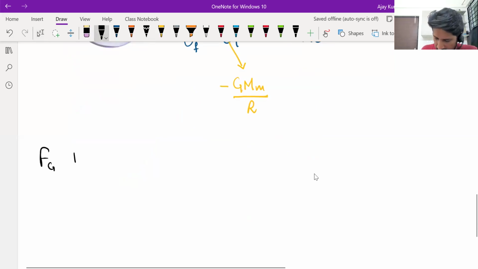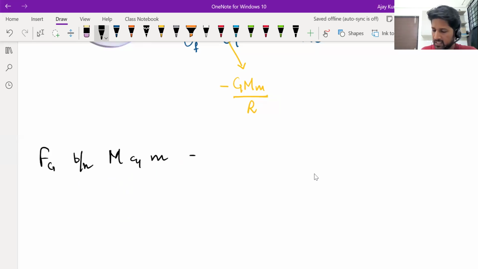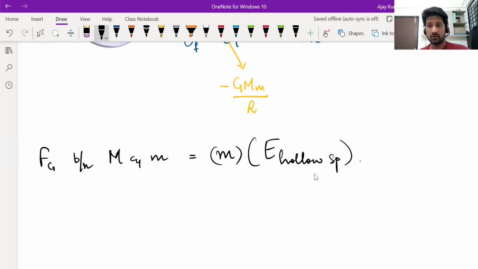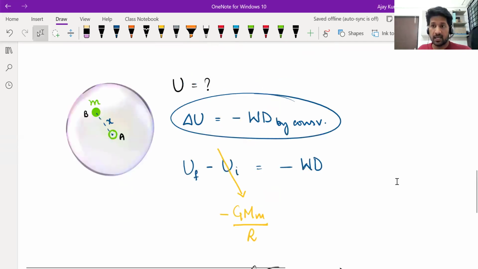Force of gravitation between the hollow sphere and this particle can be calculated as mass of the particle multiplied with the field of the hollow sphere. This is what we make use of. I mean, this is what fields are meant for, to find out force. One of you recollect and tell me how much is the gravitational field created by a hollow sphere inside itself. We didn't derive this, but I gave you a direct result. How much? Zero. Good, zero.